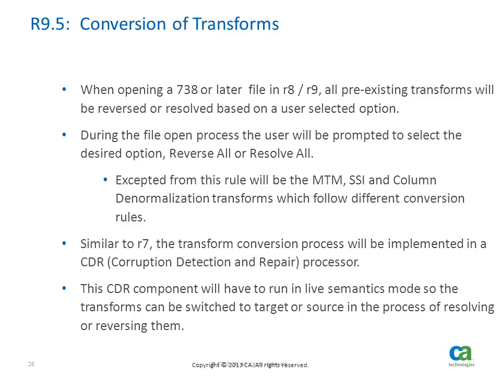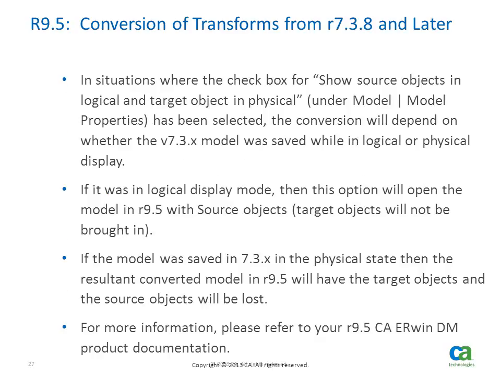In situations where the checkbox for Show Source Objects in Logical and Target Objects in Physical, which is under Model Properties, has been selected, the conversion will depend on whether the r7x model was saved while in logical or physical display. If it was in logical display mode, then this option will open the model in r9.5 with the source objects. The target objects will not be brought in. If the model was saved in 7.3x in the physical state, then the resultant converted model in r9.5 will have the target objects and the source objects will be lost.